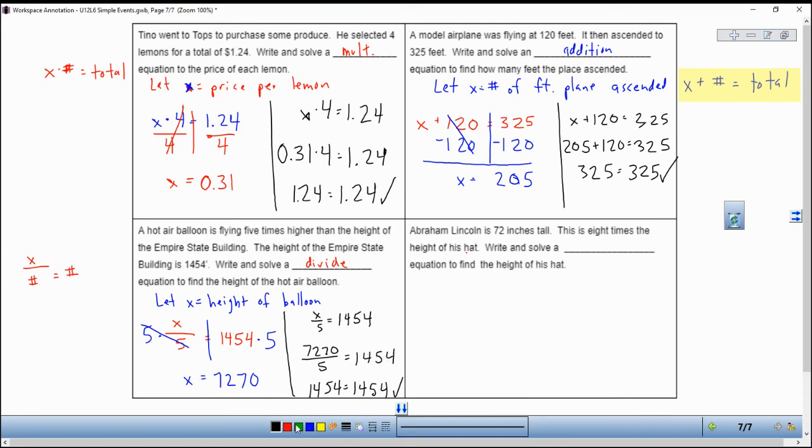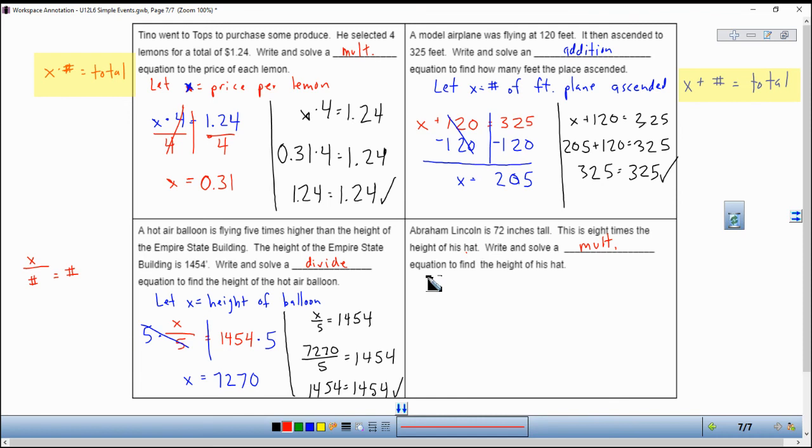So this is a multiplication equation. And the reason I could tell is this. The height of the hat is less than Abraham Lincoln. So we're going to have to take the height of the hat, multiply it by 8 to get that 72. So this is going to be a multiplication equation. And we actually already wrote the tip for multiplication up here. A variable times a number equals the total.